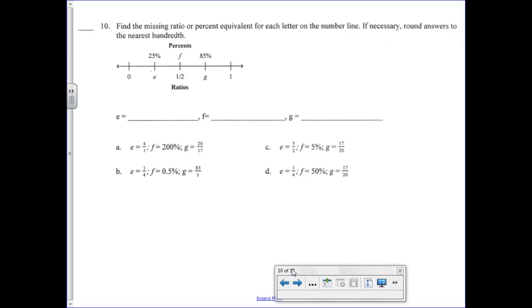All right, find the missing piece. E. At 25%, that means that's 25 hundredths as a fraction, which means in simplest form, that's 1/4. Please write the fraction 1/4 on here. Right away, I can go like this. F is above the 1/2. 1/2 is the same as 50 out of 100, which is 50%.